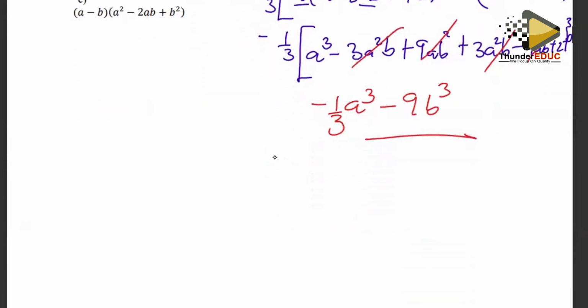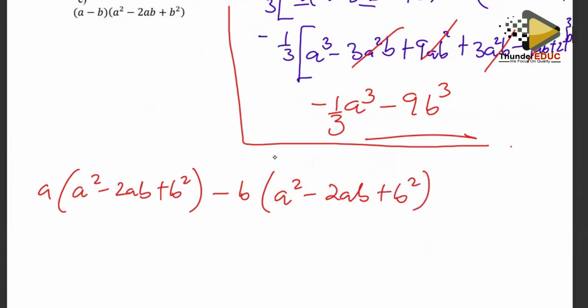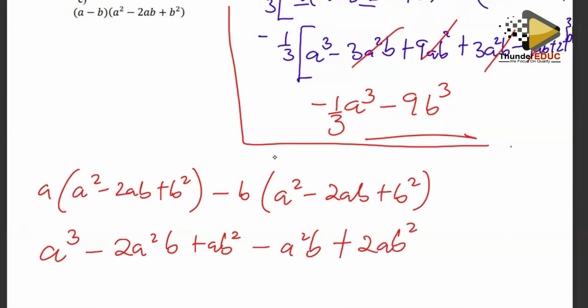All right, then part C. Part C, we can do the same thing. a into a squared minus 2ab plus b squared, minus b into a squared minus 2ab plus b squared, okay? Open this up, you'll have your a cubed minus 2a squared b plus ab squared. I'm sorry, my b looks like a 6. That's a squared b. Negative and negative gives us a positive 2ab squared, and then minus b cubed.